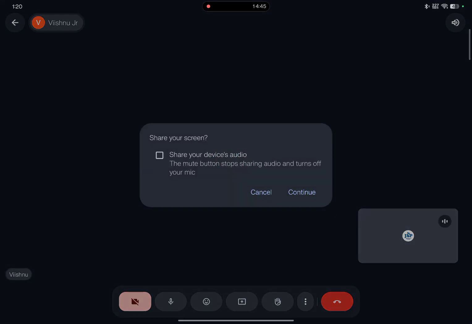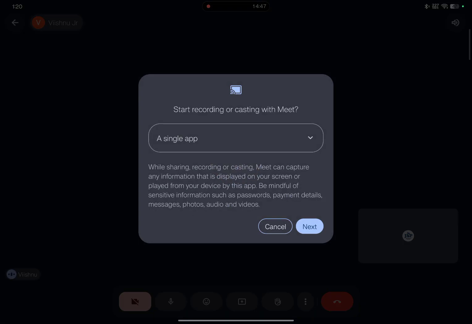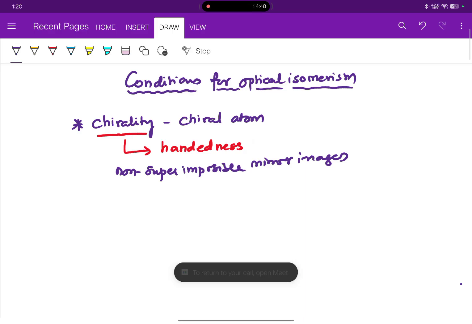Okay, now you understand. So the point is you have to superimpose. If you try to superimpose and you get a non-superimposable mirror image, such a molecule is said to have chirality.